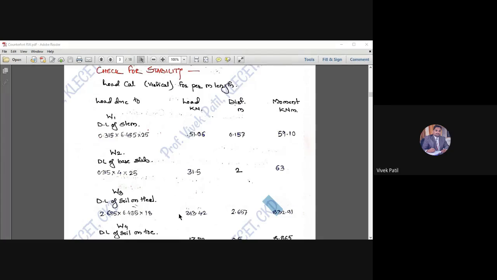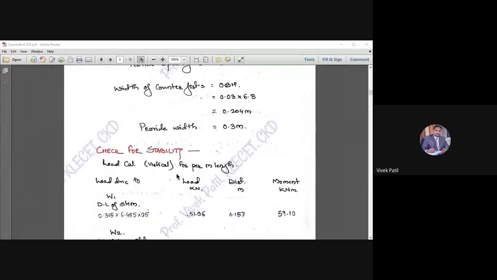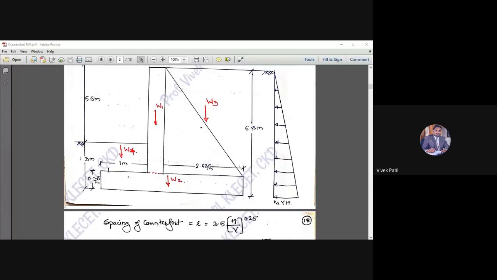Due to the digits after the decimal point, some values will be changing. Okay, so W4, that is the load due to the soil on the toe, that also we have to consider. So that is W4.